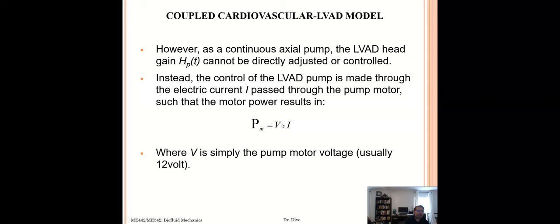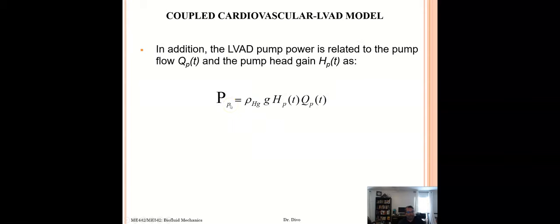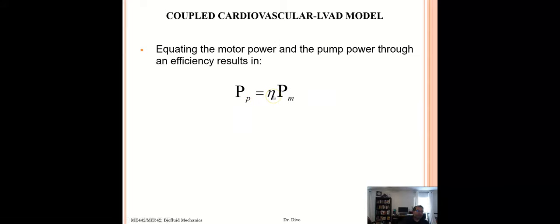Now, the two are connected through an electrical efficiency, a power efficiency of the motor and the pump itself. So, in the ideal case, this motor power will be equal to the pump power. So, the electrical power is equal to the hydrodynamic power. But in reality, there's an efficiency in between. It's very high efficiency because electric motors have very, very high efficiency when it comes to transmitting power. So if we equate the motor power and the pump power with an efficiency, this results in the following. Eta is a number between 0 and 1, usually very high, in the order of 0.95 or something like that. So the pump power, hydrodynamic power, is equal to eta times the motor power, the electric power.